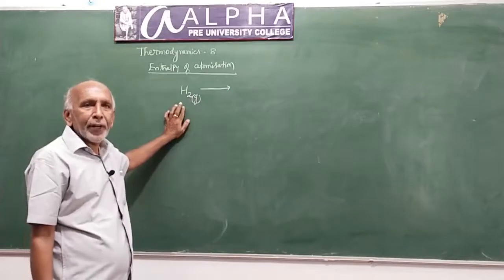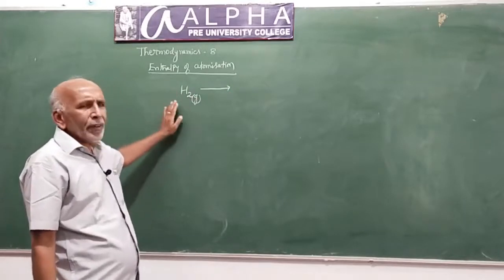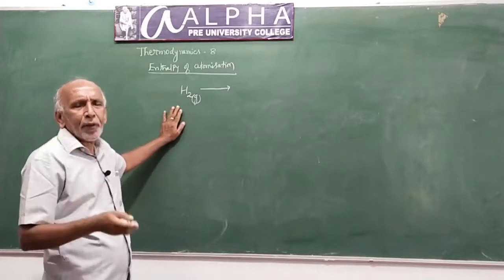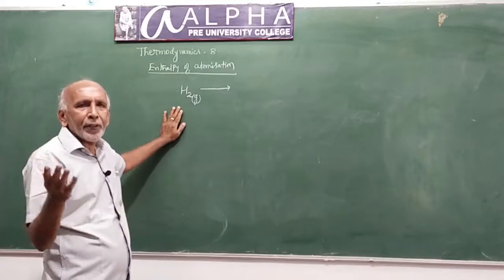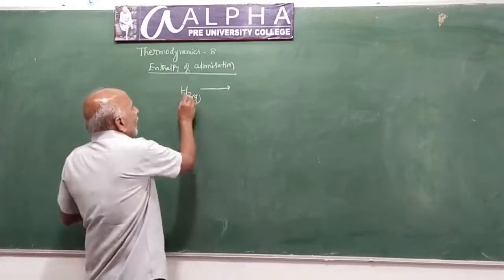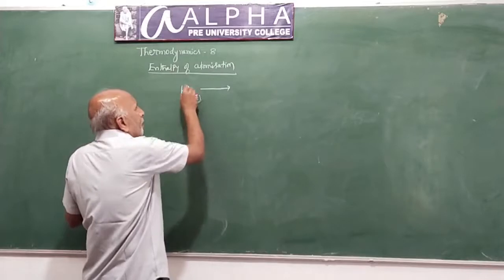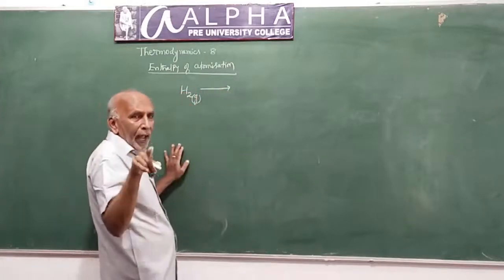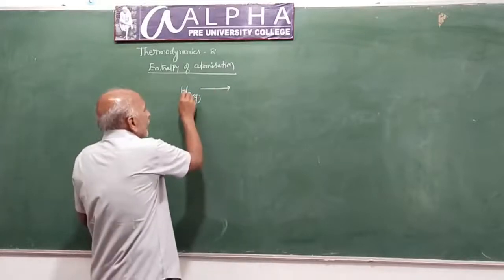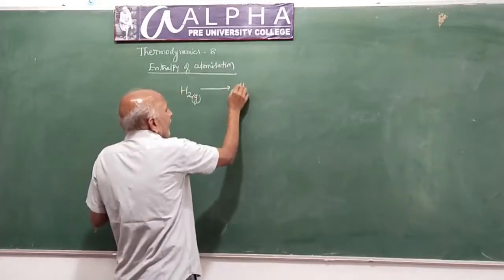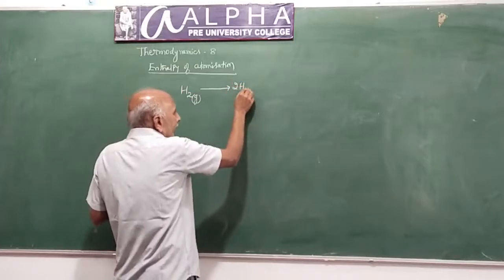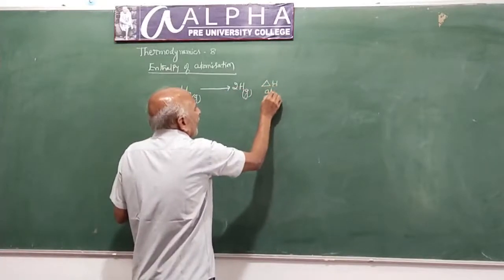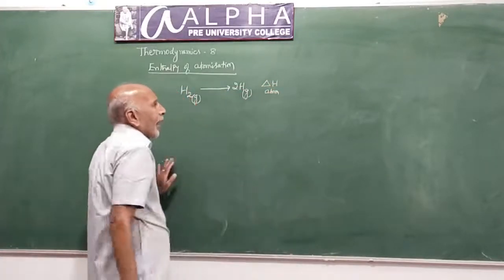1 mole bond, that is 1 time Avogadro number, that means 6.023 into 10 to the power of 23 bonds. Okay. 1 mole of hydrogen molecule, when it breaks to form its constituent atoms. Which are the constituent atoms? Hydrogen atoms, that is 2H. In the gaseous state, the enthalpy change taking place is known as enthalpy of atomization.